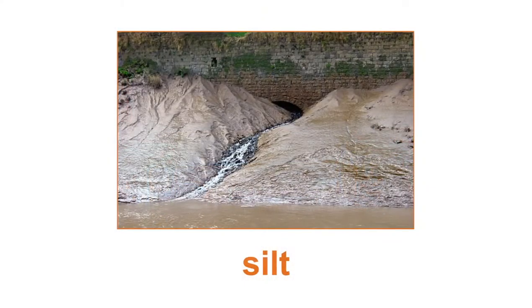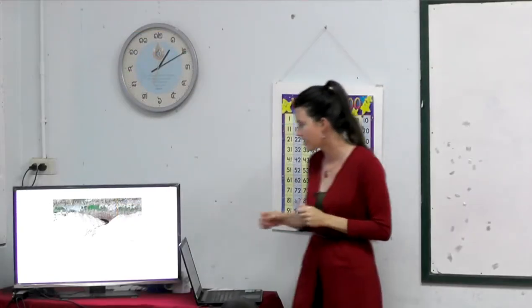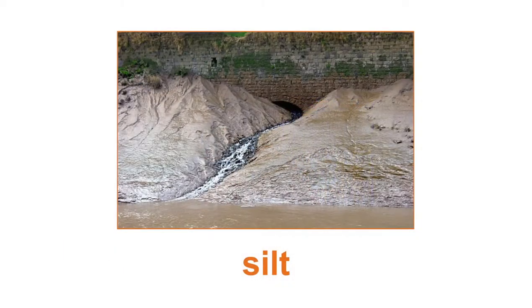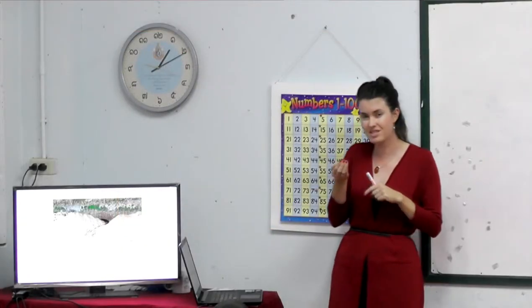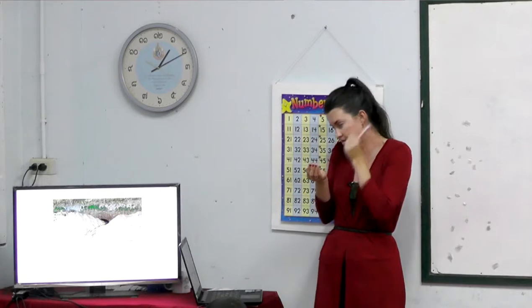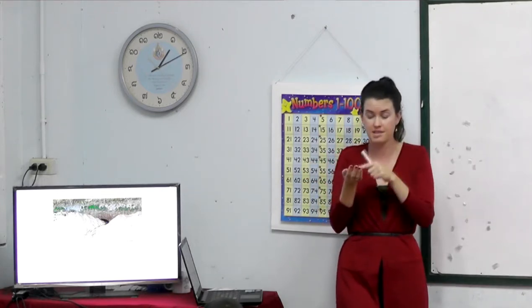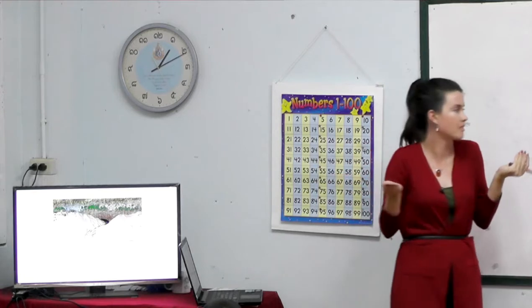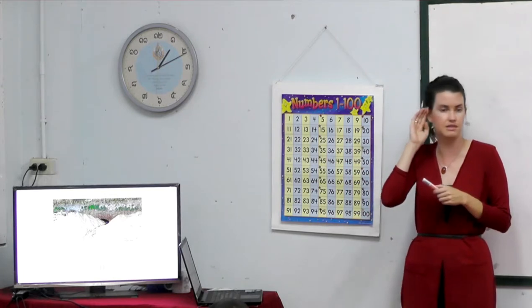Our medium-sized piece of little soil is called silt. Good job, silt. And silt we find also kind of by water, like rivers, maybe by the beach. And when we look at silt, if we were to pick up some of that silt and try to look at it, it might just look like real small pieces of dirt. Maybe we can see some of the pieces, maybe we can't.